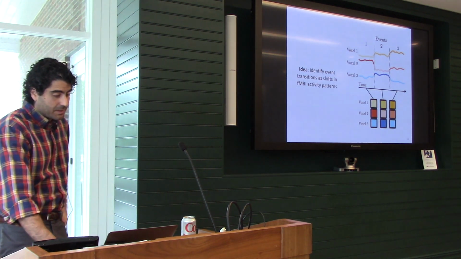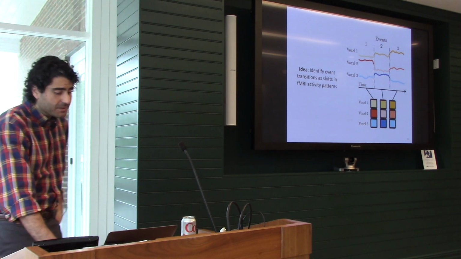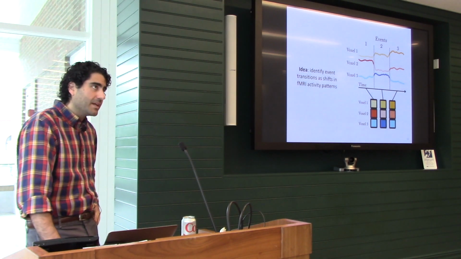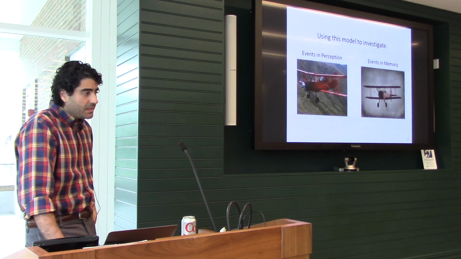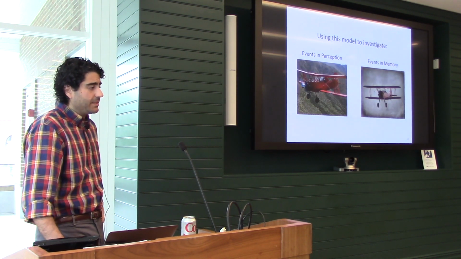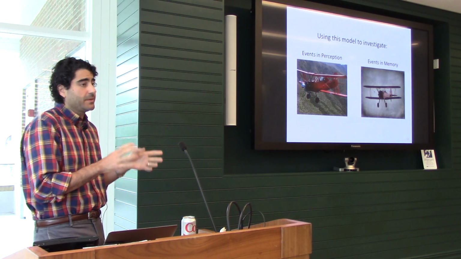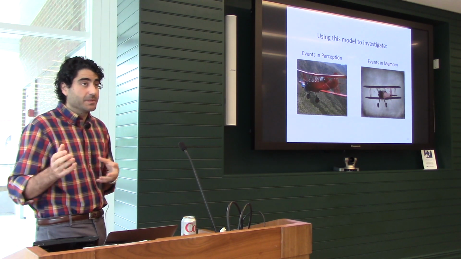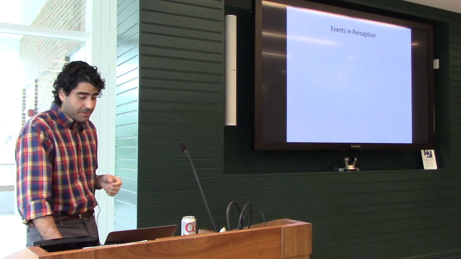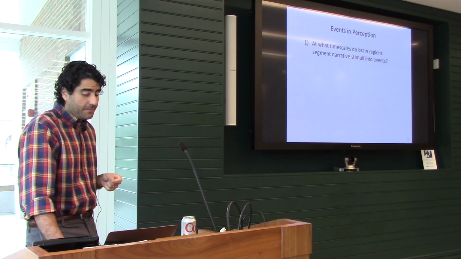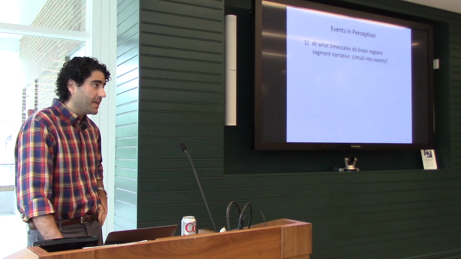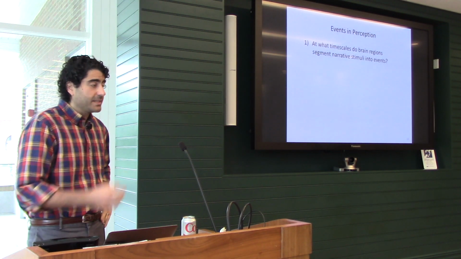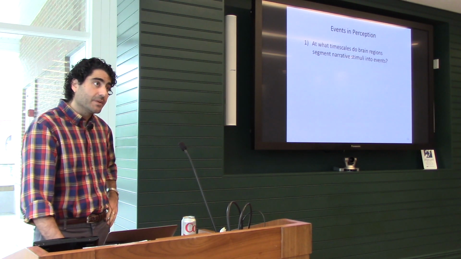So we've been doing a bunch of analyses with this model, so I'm just going to run through a lot of the different things we've tried so far. There are questions here that are solely about perception, and then there are questions about how this event structure influences memory. So let's start with the perception questions. First of all, we can go back to this question of timescales, which has already shown up a few times, and ask what is the timescale of these events, and how does that change in different brain regions?